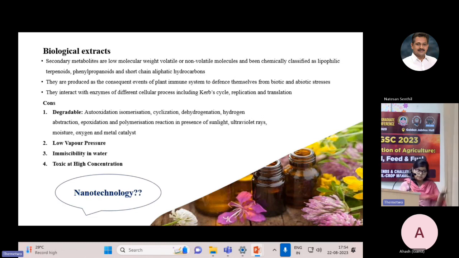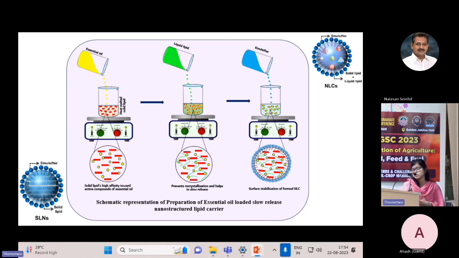Yes, of course. There are various types of nano encapsulation techniques to protect these bioactive compounds, and I'm choosing nanostructured lipid carriers because of their unique structural arrangement. The structural components of a nanostructured lipid carrier are a solid lipid, a liquid lipid, and an emulsifier.